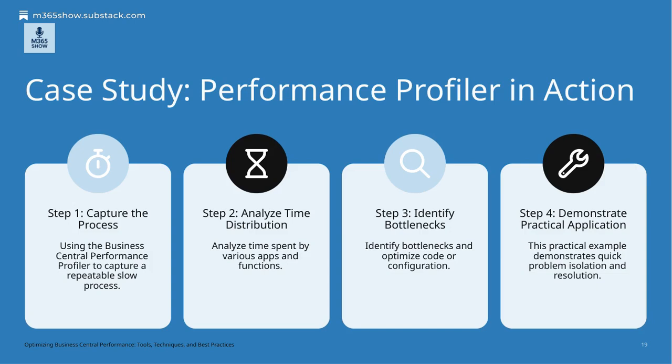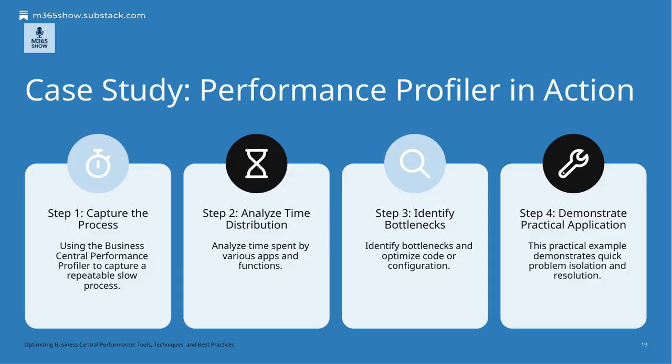Next, we analyze the time distribution. This means looking at how much time each application or function is taking during that process, helping us pinpoint where the bottlenecks might be. Then, we move to identifying those bottlenecks, whether they stem from code inefficiencies or configuration issues, and focus on optimizing those areas.